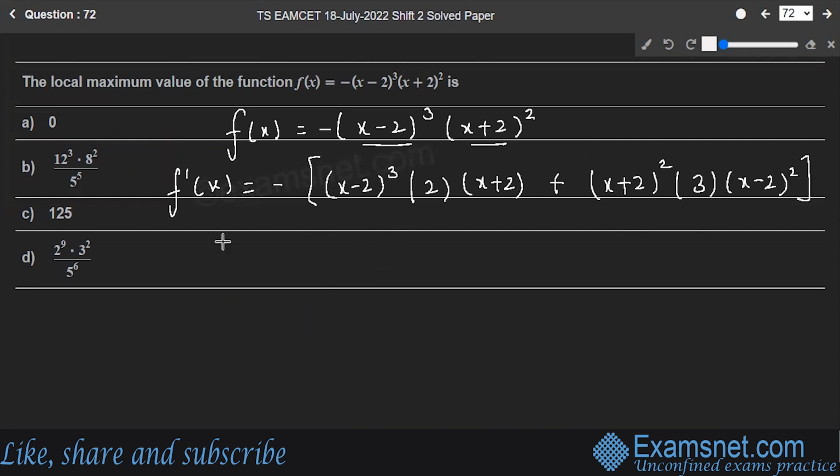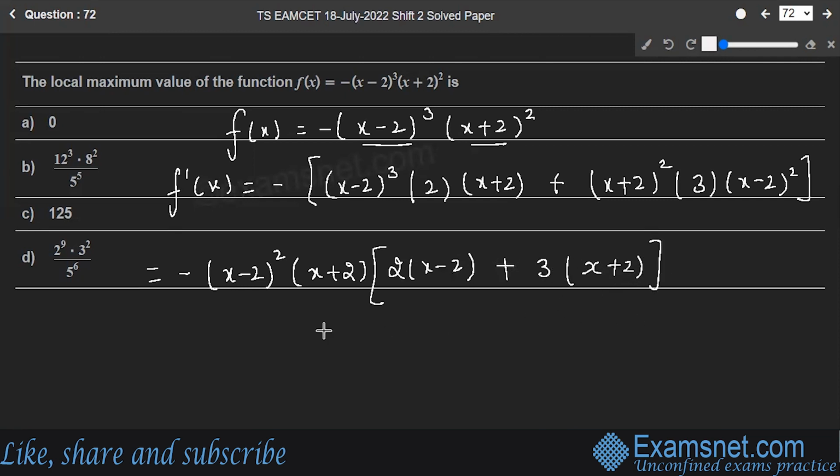first. Correct? So let's take now (x minus 2) square into (x plus 2) common. Here you will be left with 2 into (x minus 2) plus 3 into (x plus 2), which will give you minus (x minus 2) square (x plus 2) into (5x plus 2).